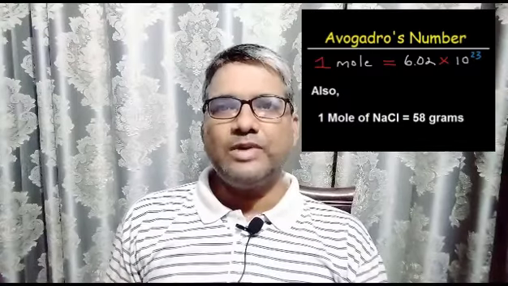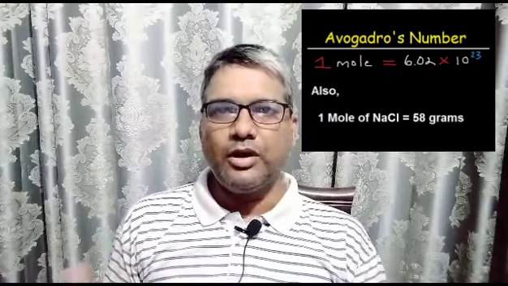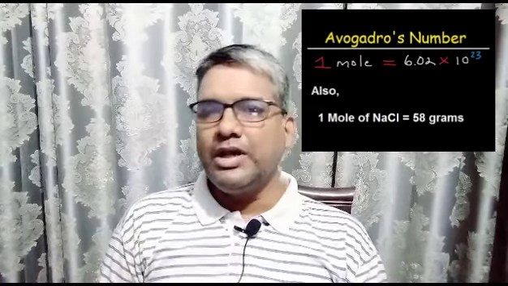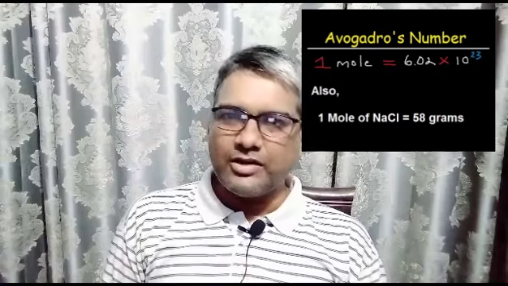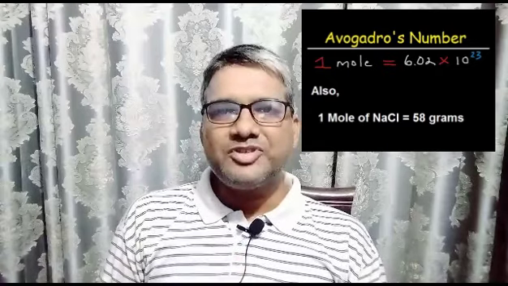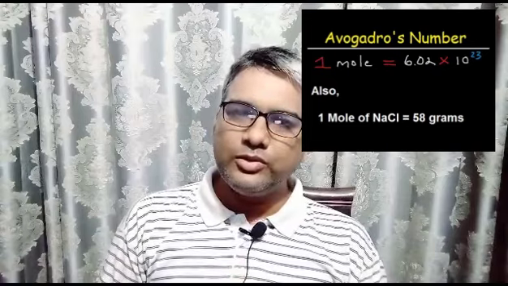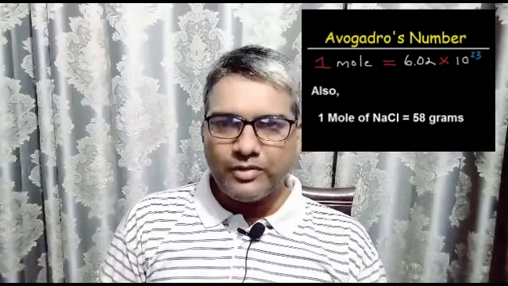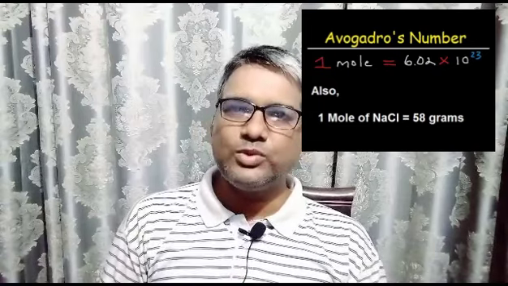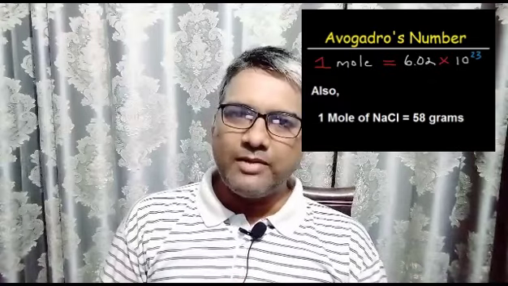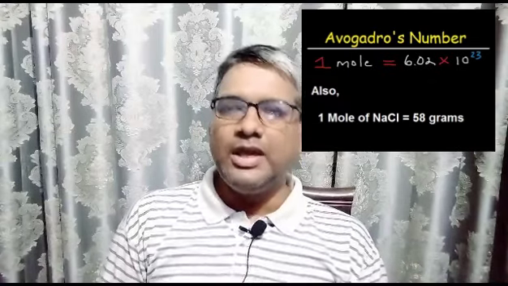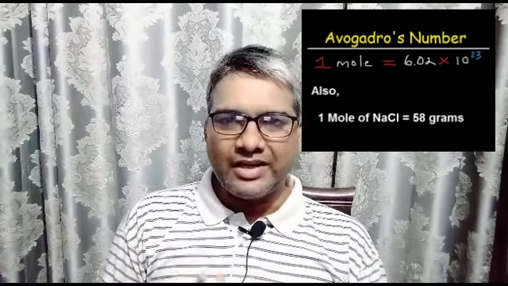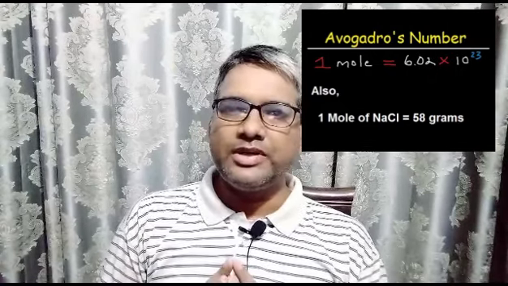Now we come to Avogadro's number. Avogadro's number says that 1 mole of any substance, atoms or molecules, has the number of atoms or molecules equal to 6.02 into 10 power 23. This is the law, named after the scientist Avogadro, and 6.02 into 10 power 23 is called Avogadro number.